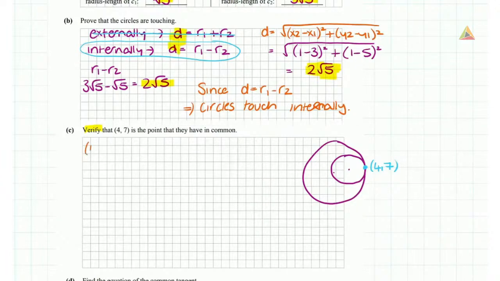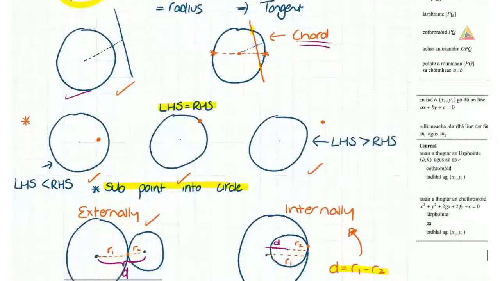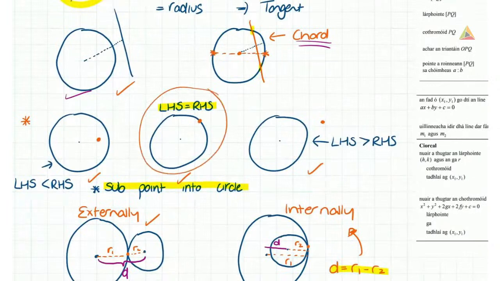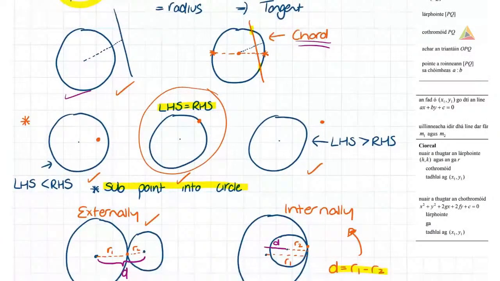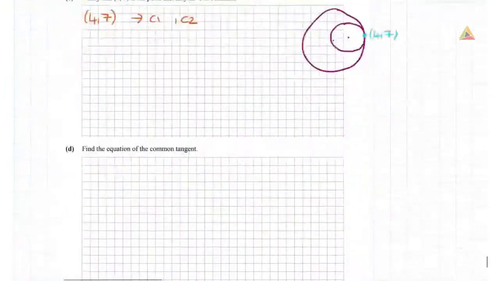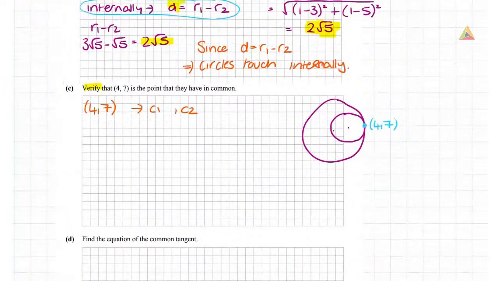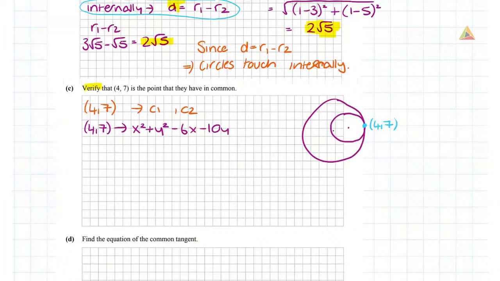So a couple of ways that you can do this, but probably the easiest way is to basically take that 4, 7 and sub it into the first circle and the second circle. And let's remind ourselves what we're looking for. We're looking for this situation here because we want to show that the point lies on the circle. So we're looking for that point to satisfy the circle, if you like. So we'll take 4, 7 and we will sub it into the first circle, which we're taking from the question, x squared plus y squared minus 6x minus 10y plus 29 is equal to 0.